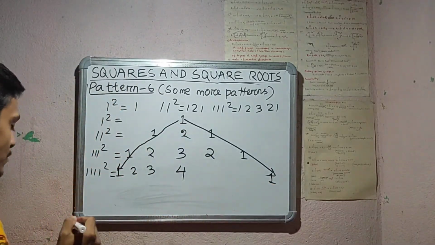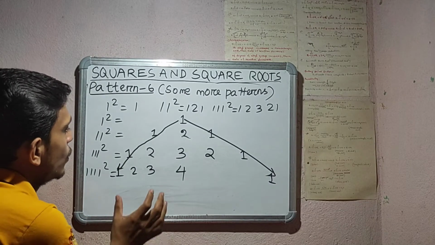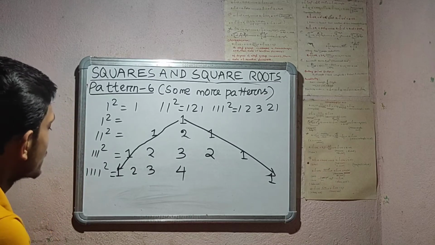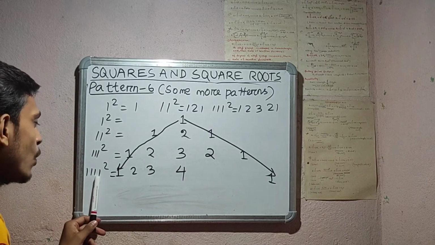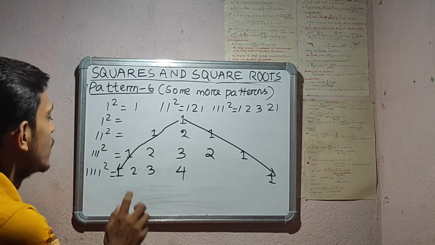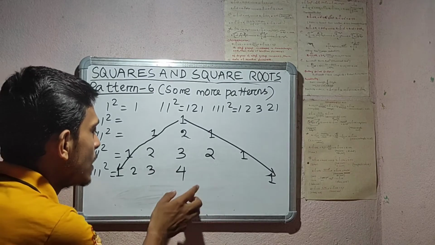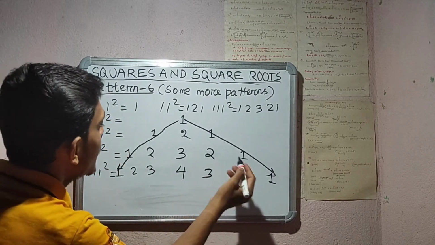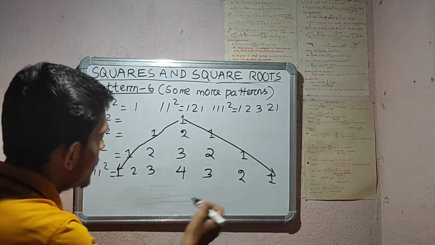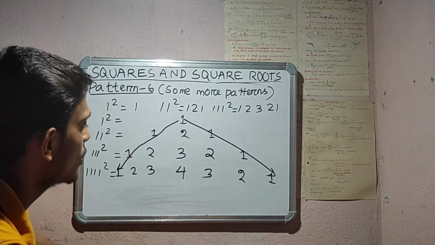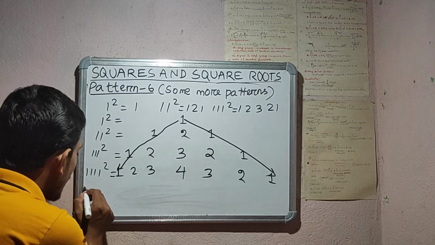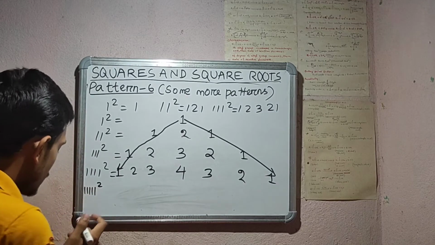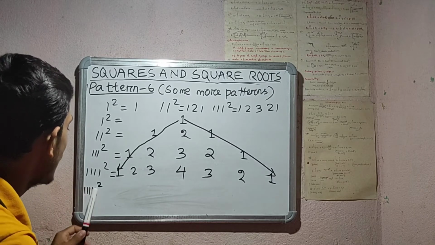So 1, 2, 3, 4, because there are 4 ones. Then after 4, the lesser number is 3, then 2, then 1. Yes or no? So in this way you can also write the square of the number with five 1s.